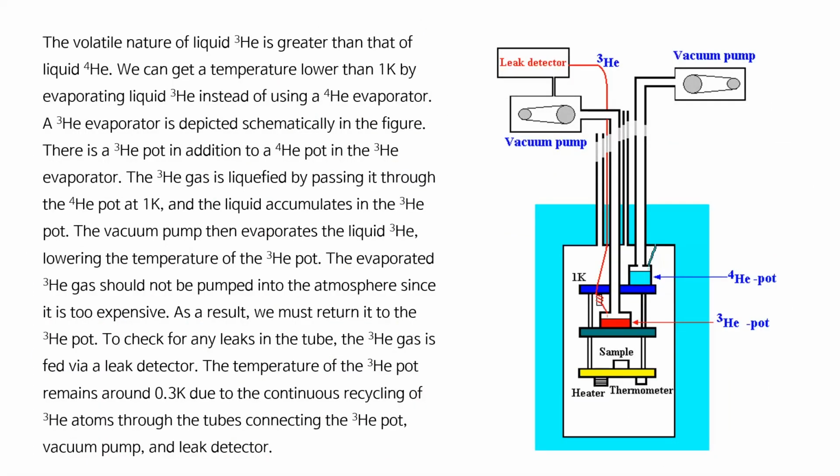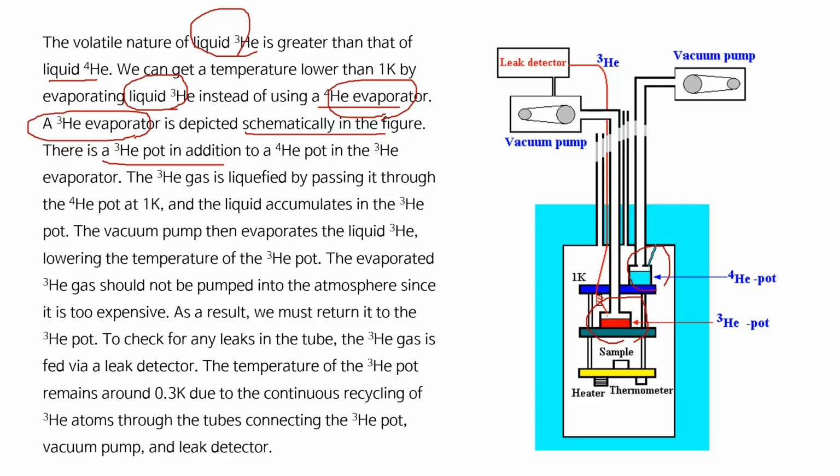The vapor pressure of liquid helium-3 is greater than that of liquid helium-4. We can get a temperature lower than 1 Kelvin by evaporating liquid helium-3 instead of using a liquid helium-4 evaporator. A helium-3 evaporator is depicted schematically in the figure. There is a helium-3 pot in addition to the helium-4 pot in the helium-3 evaporator. So we have a helium-4 pot and we also have a helium-3 pot.